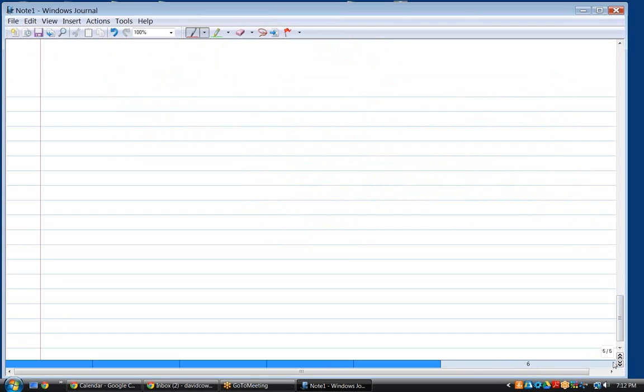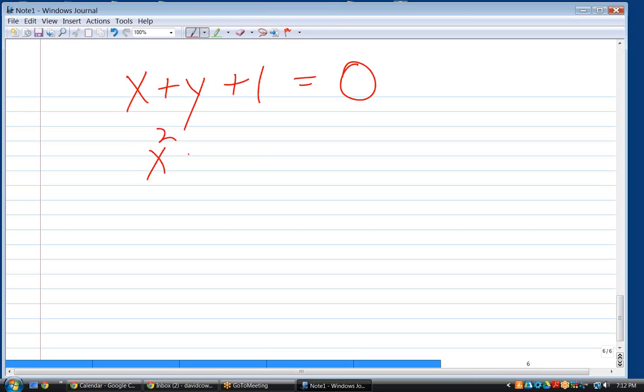X plus y plus 1 equals 0, and x squared plus y squared plus 6y minus x equals negative 5.